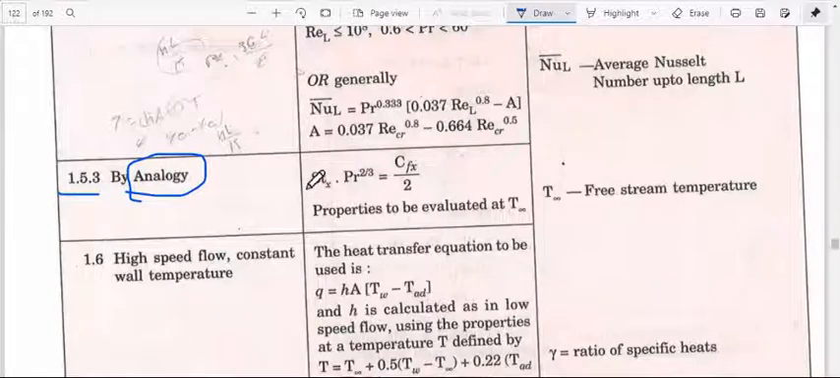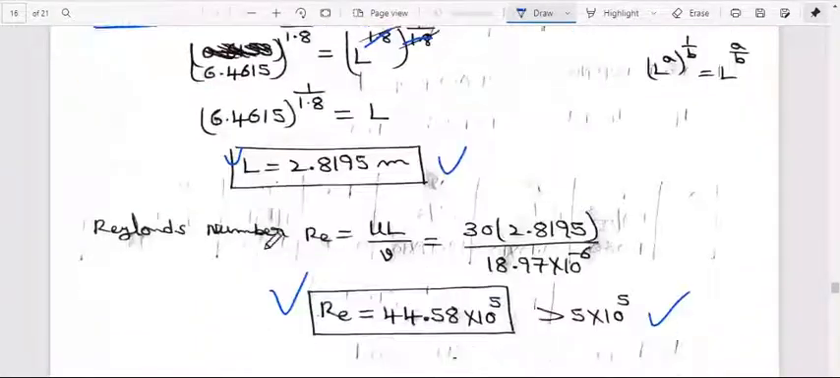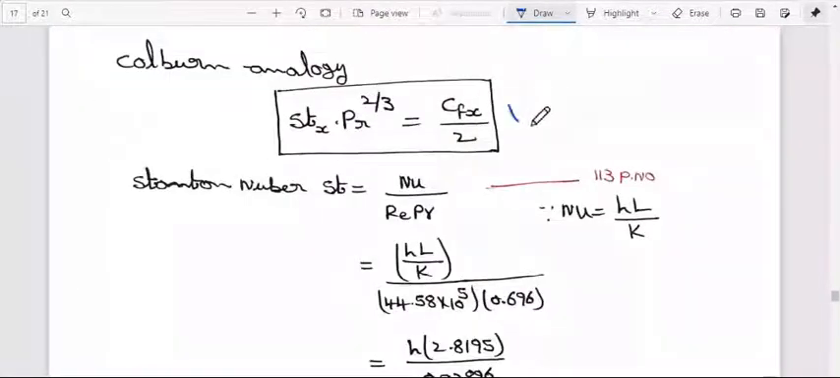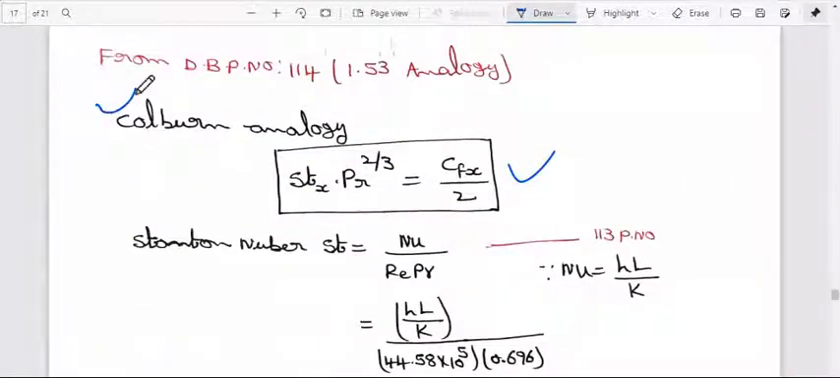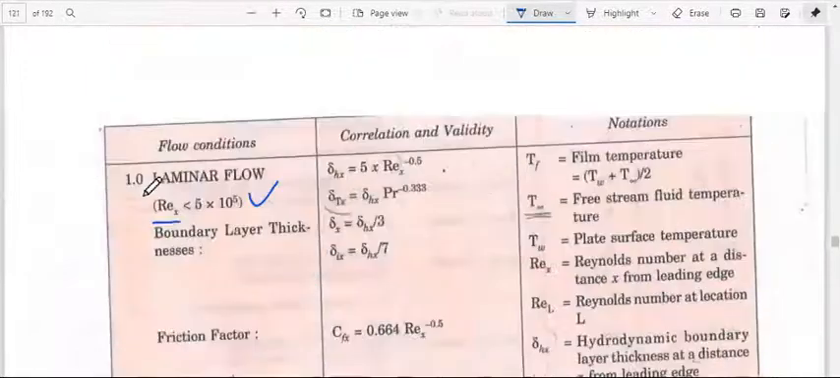So here STX into PR power 2 by 3 is equal to CFX by 2. So I'm considering the analogy formula from data book page number 114, 1.53. The condition is mentioned, so that's why I'm considering this formula. So here ST, what is the ST? Stanton number. We don't have the Stanton number formula. We consider it from data book page number 111.